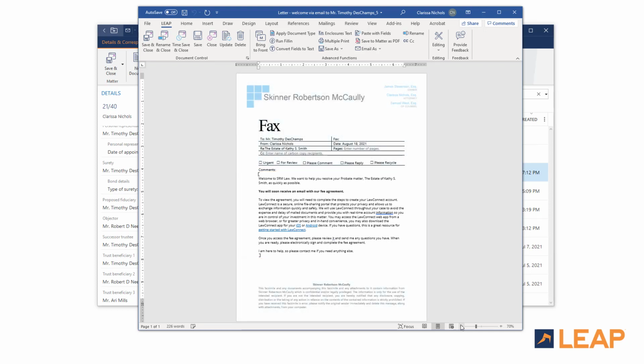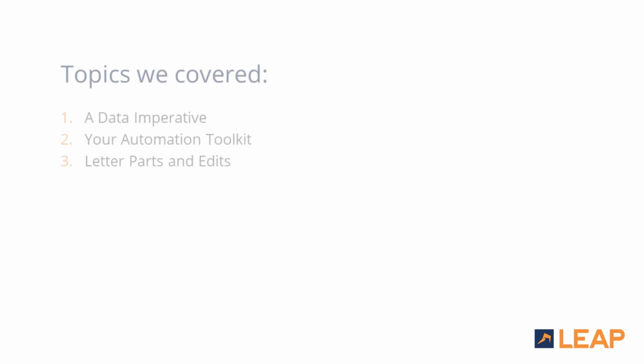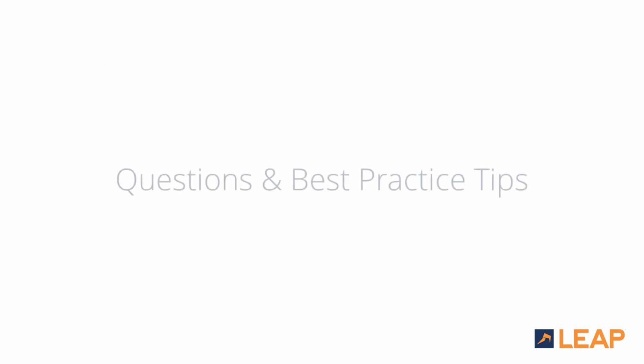In this way, letter automation means that drafting becomes clicking, but it also means that common last-minute edits are also simplified from a series of copies and pastes to a single quick click of a button. The topics we covered today included a data imperative, your automation toolkit, and letter parts and edits. At this time, we would like to answer a few questions and provide a few best practice tips.